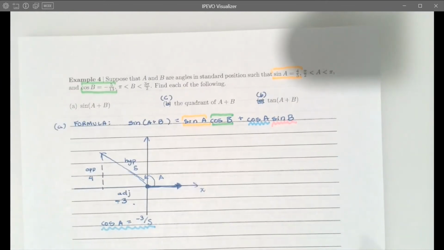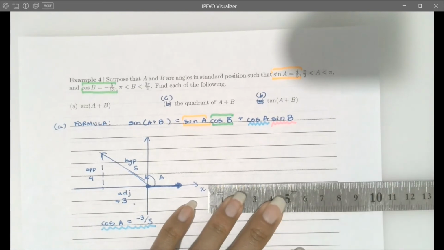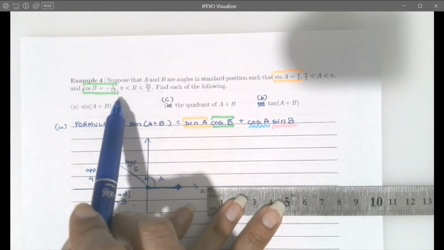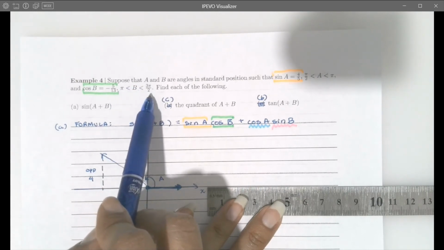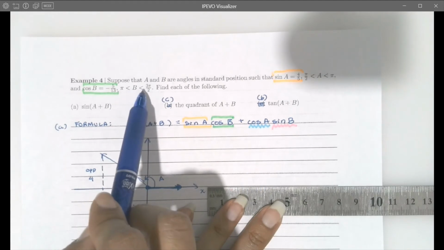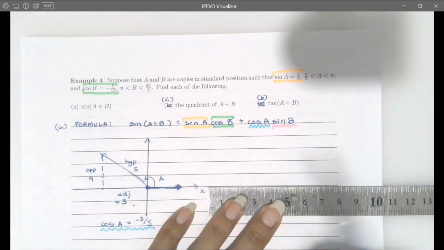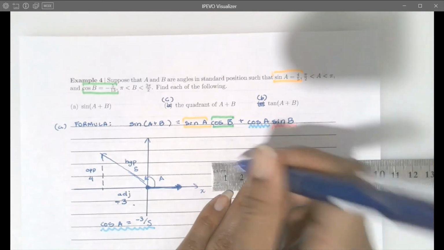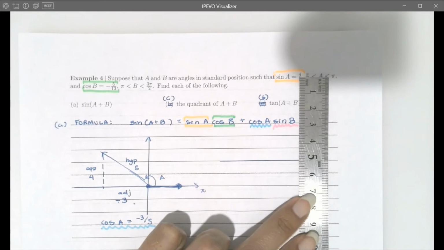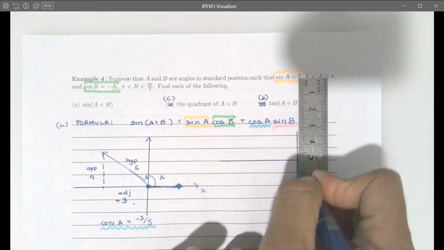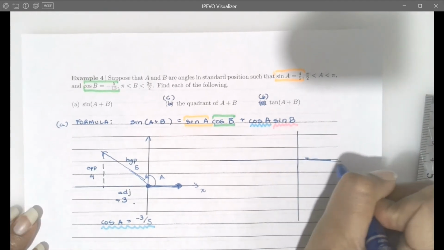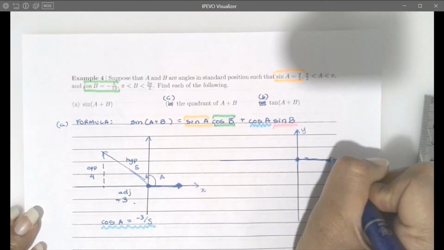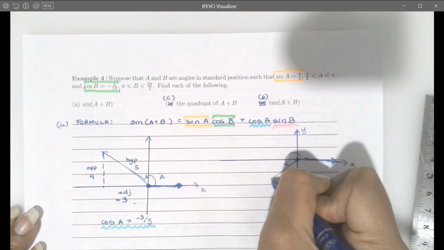Okay. Now we'll take a look at angle B and draw a diagram for that angle. Now B is between pi and 3 pi over 2. If we think about it in degrees again, pi is 180 degrees, 3 pi over 2 is 270. So an angle that lives between 180 and 270, that would be quadrant number 3. So we're going to draw our diagram, but focusing on quadrant 3.